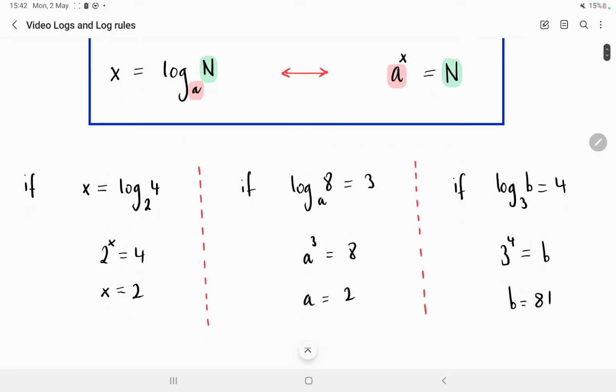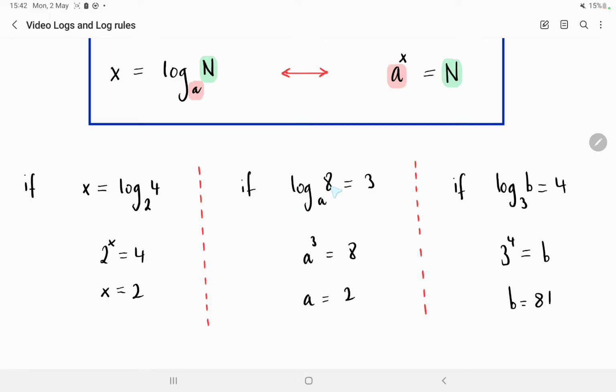So on the left, if I have x is equal to log 4 to the base 2, rewriting that, base 2 to the power of x is equal to 4. Well then, if I want to find what x is, in this case I know that 2 squared is 4, so x is equal to 2.